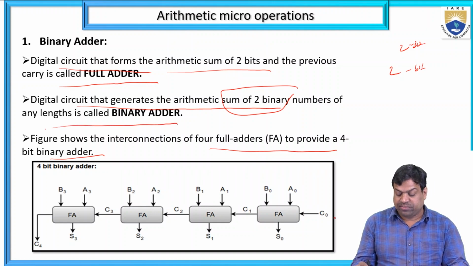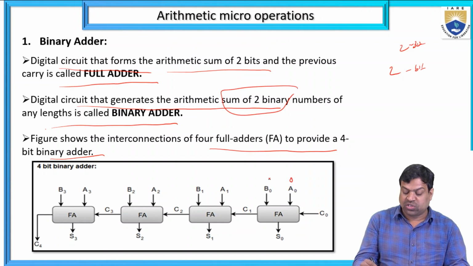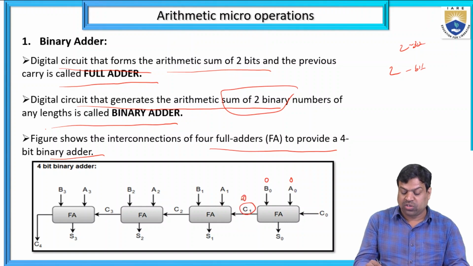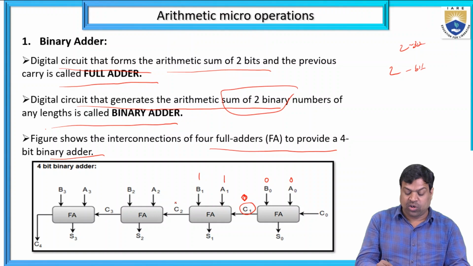So here I am taking A and B. Suppose here A equal to 0 and B equal to 0. 0 plus 0, how much? 0. So C1 equal to 0. Is there any carry? No. Suppose here 1 plus 1. 1 plus 1, how much? 0 plus carry called one. Yes, the carry is one. So the carry is transmitted to here.